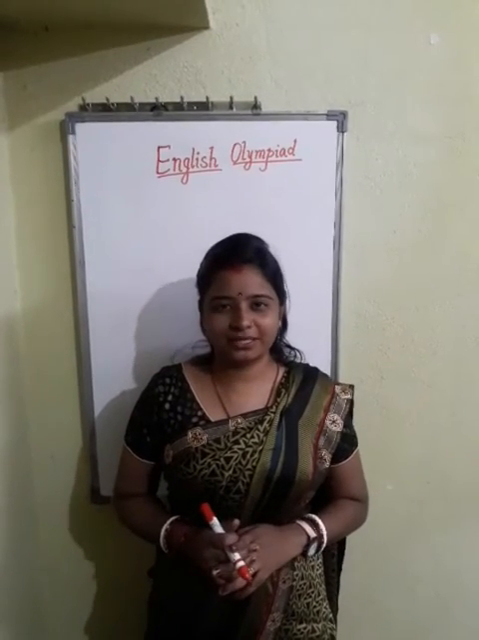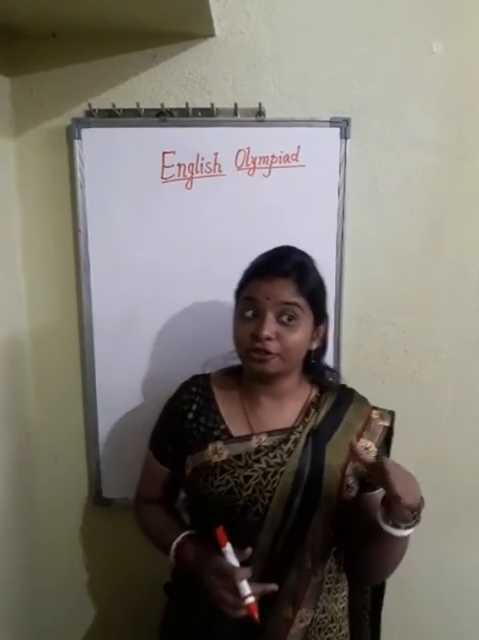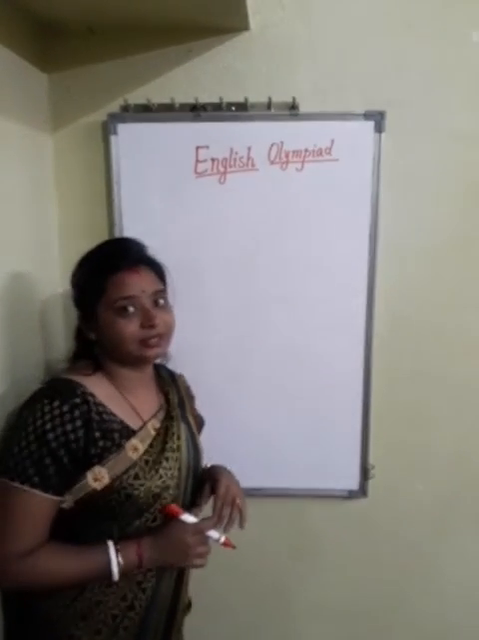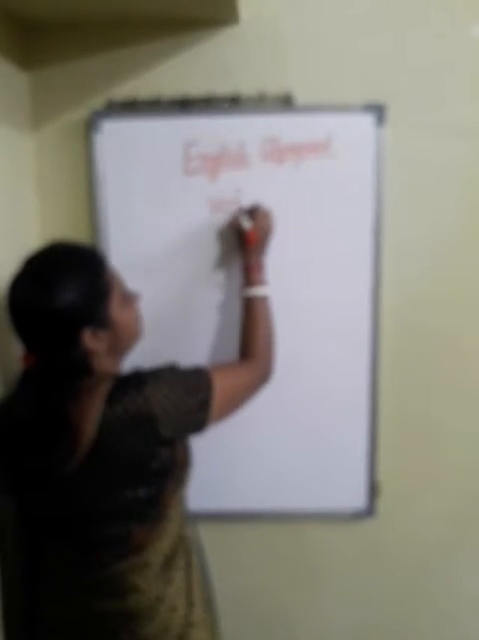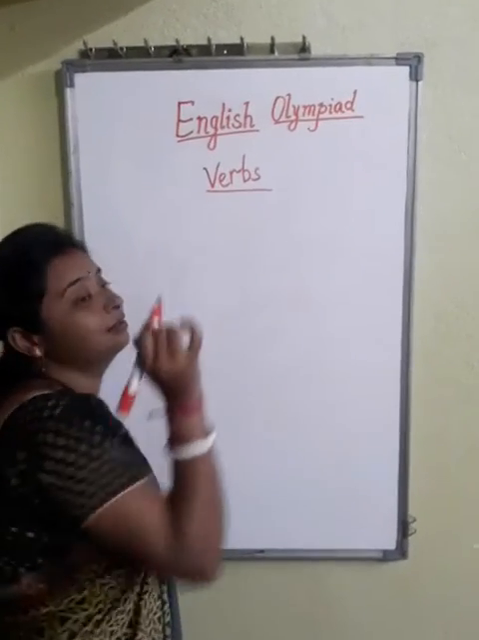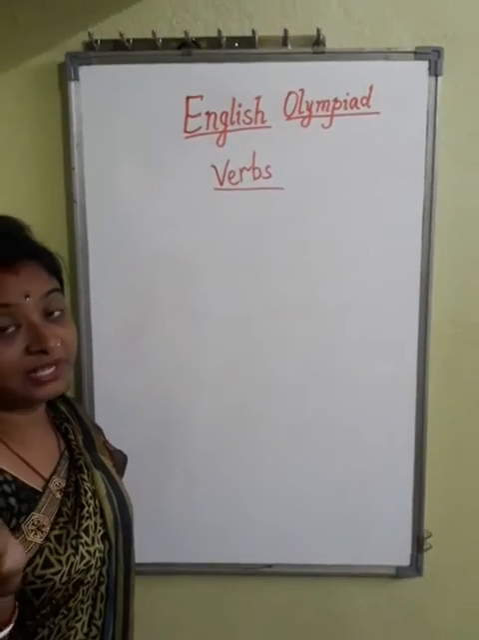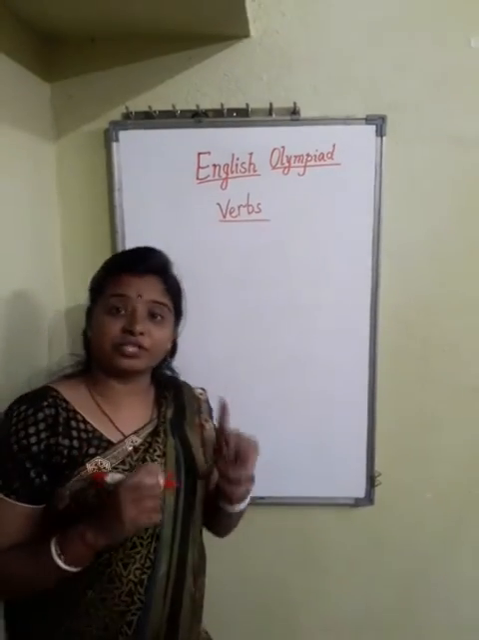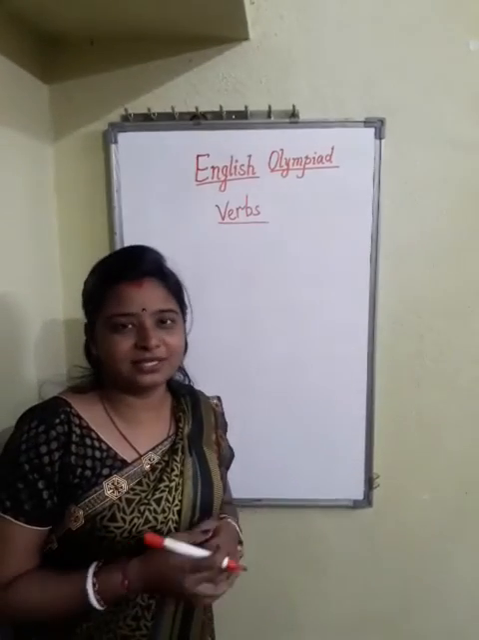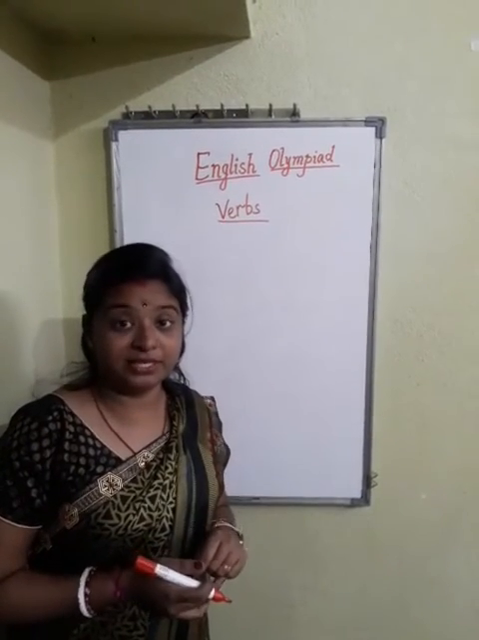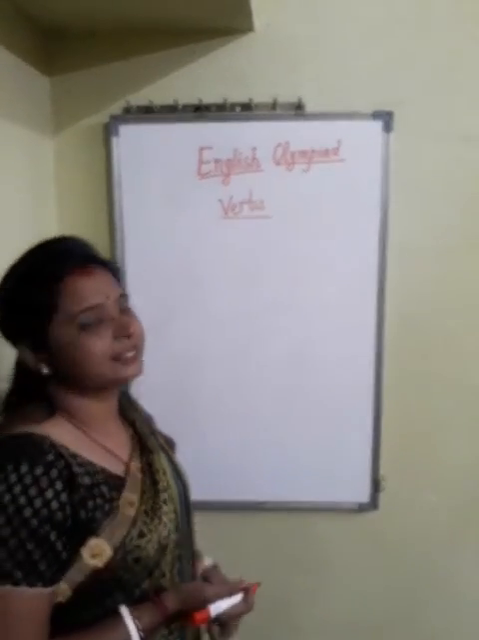So today we are going to continue the same lesson. Already we have started a lesson in order to prepare our English Olympiad class. So what was the lesson? The lesson was verbs. You have already gone through the definition and the forms of it. We have discussed helping verbs, main verbs, and we have discussed the first form, second form and the third form of the verb. But I missed to discuss V4 and V5. It means fourth form of the verb and fifth form of the verb. So I am going to discuss that now.